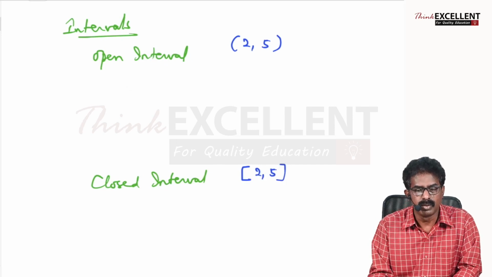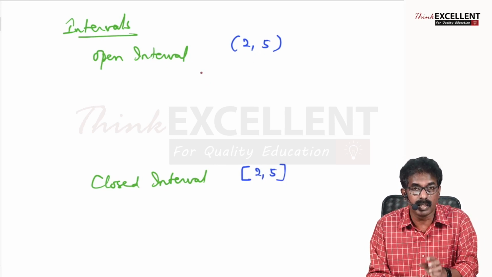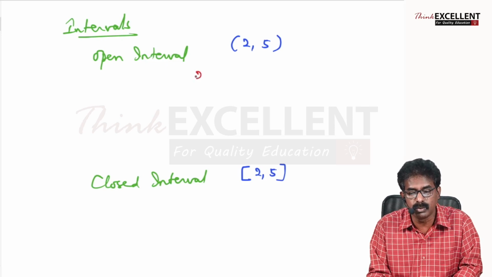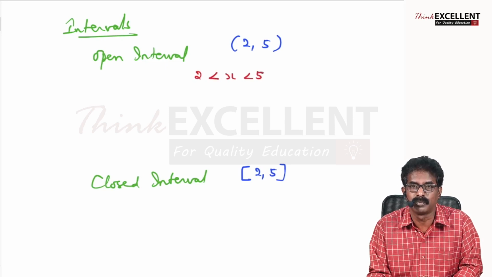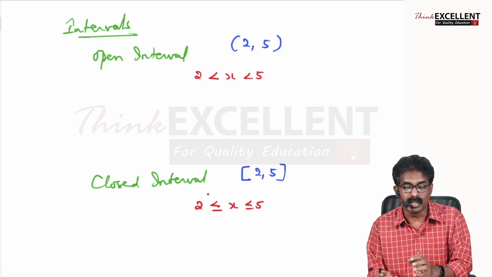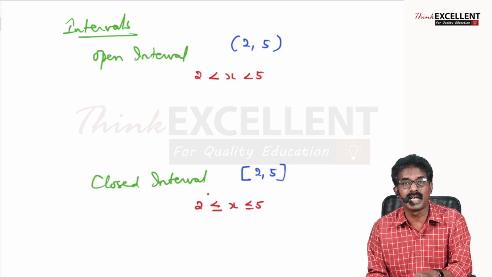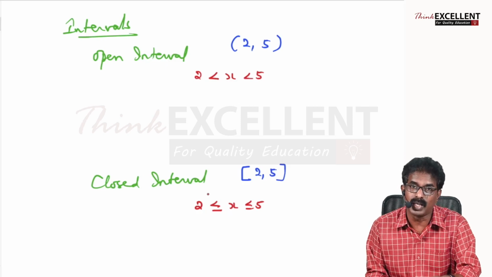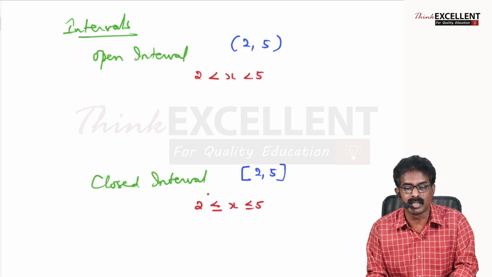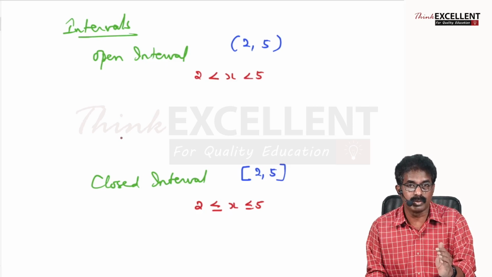What's the meaning of that, you know? In the open interval, 2 to 5 means we take values between 2 and 5. Using inequality, how to write it? 2 less than x less than 5. And here we write 2 less than or equal to x less than or equal to 5. In 10th standard you would have studied that less than or equal to means that number is also included. So in the closed interval case, 2 and 5 are included, but in the other case, 2 and 5 are not included. You can take the numbers between 2 and 5. Don't take 2, don't take 5.